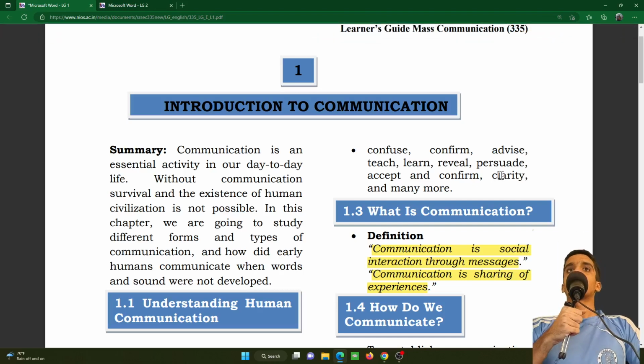Lesson 1: Introduction to Communication. Summary. Communication is an essential activity in our day-to-day life. Without communication, the survival and existence of human civilization is not possible. In this chapter, we are going to study different forms and types of communication, and how early humans communicated when words or sounds were not developed.